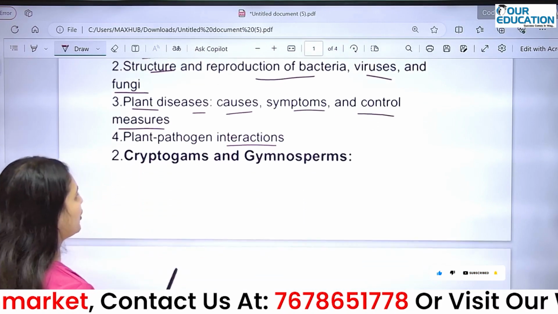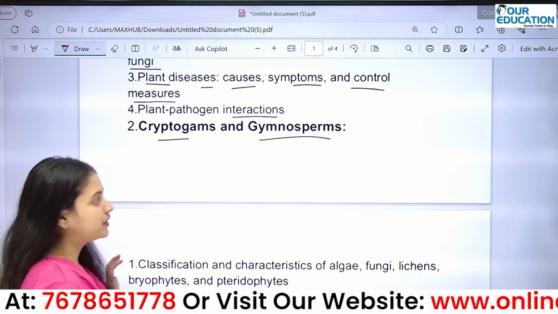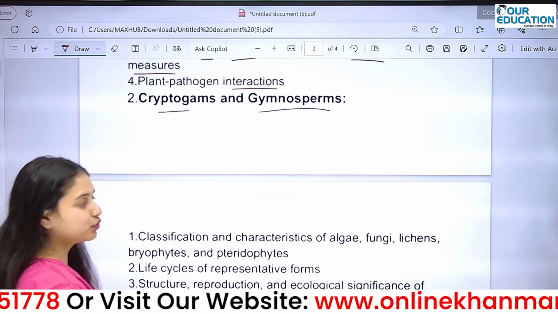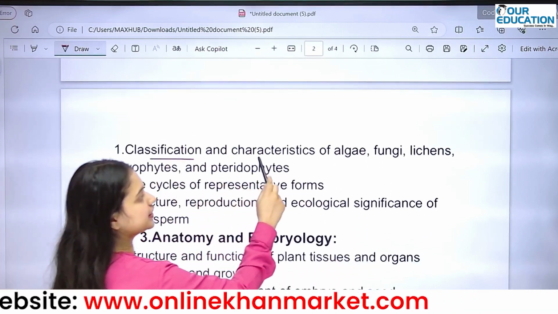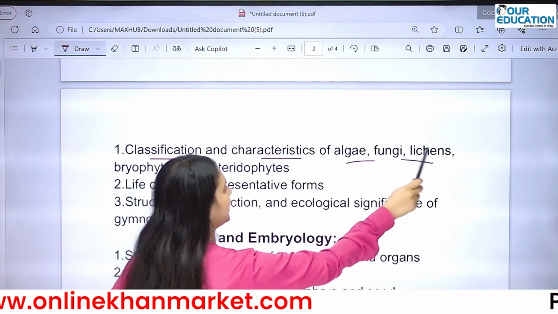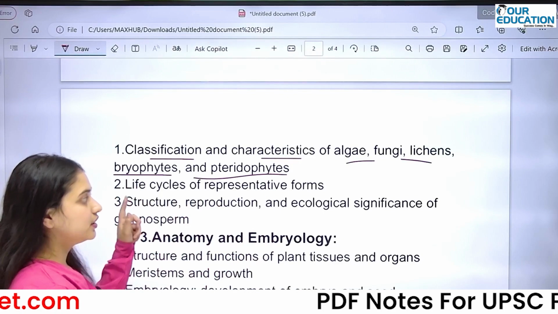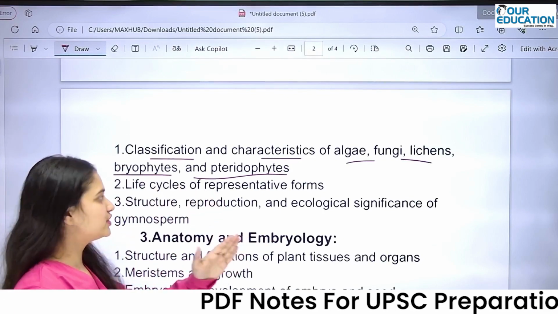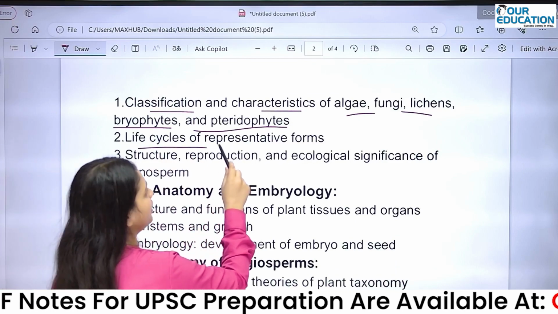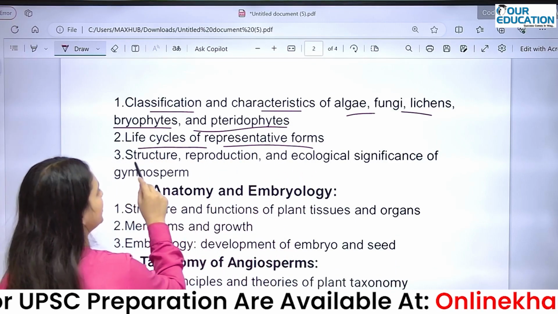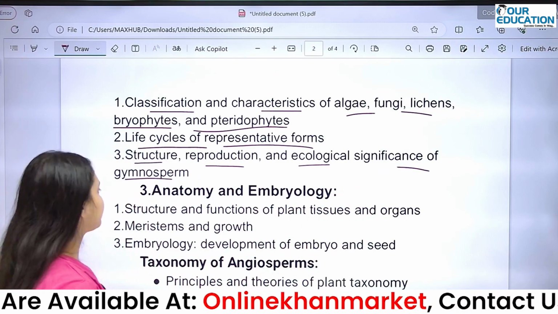Now come to the next point, that is cryptogams and gymnosperms. We all know what gymnosperms and cryptogams are. In this unit you have to cover classification and characteristics of algae, fungi, lichens, bryophytes and pteridophytes. And another one is life cycle of representative forms, structure, reproduction and ecological significance of gymnosperms.